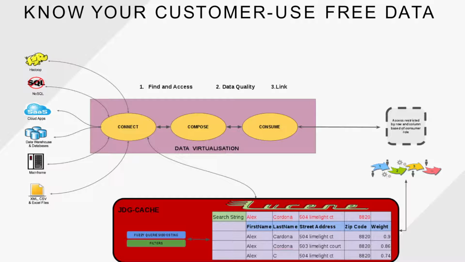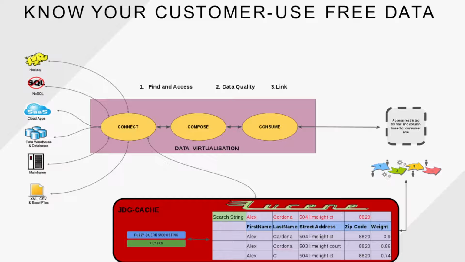It has a connect component which lets you connect to these different data sources, and a compose component. Let's say you're creating a single view of a customer and you want to pull 3 fields from Hadoop and 5 fields from a SaaS application. You can do that, so you can merge and create a single view of a customer. The nice part about JBoss Data Virtualization is that it gives you both read and write APIs, so you can read data and also write back to multiple data sources.